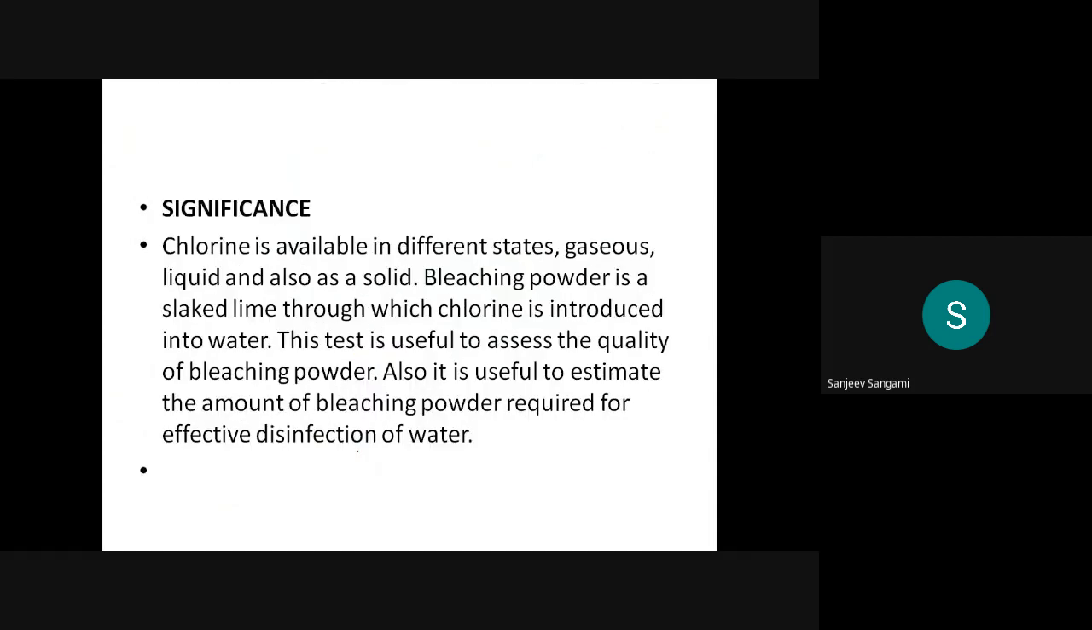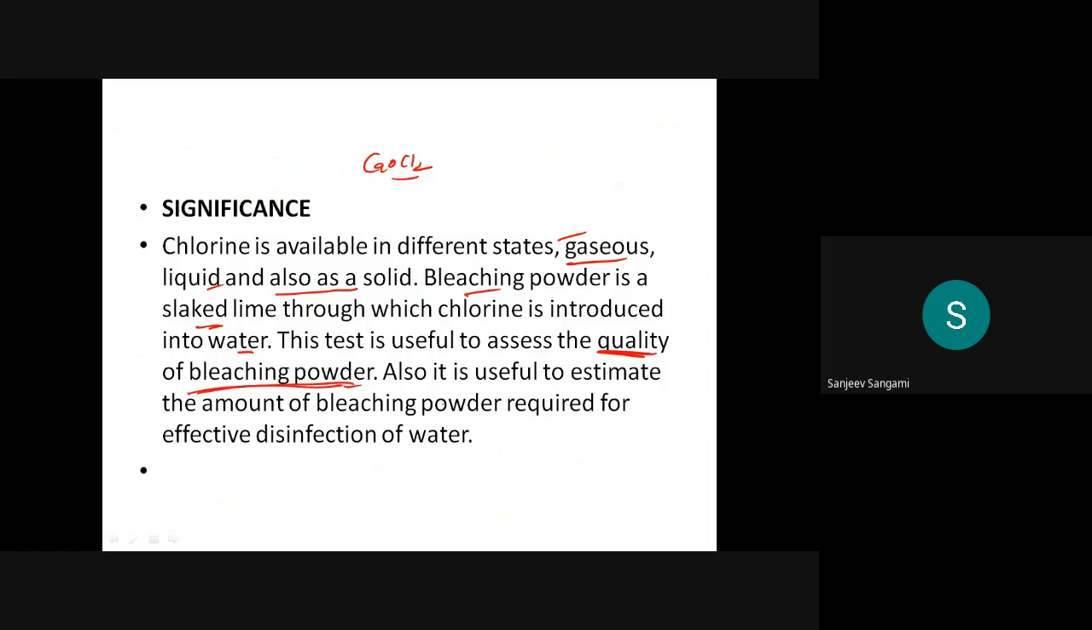Then what is the significance? Chlorine is available in different states, as I already explained: gaseous, liquid, and also solid. The bleaching powder is a stack lime, CaOCl2, through which the chlorine is introduced into water. So this test is useful to assess the quality of the bleaching powder also. Very important, the quality of the bleaching powder.